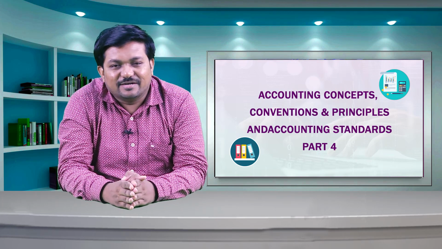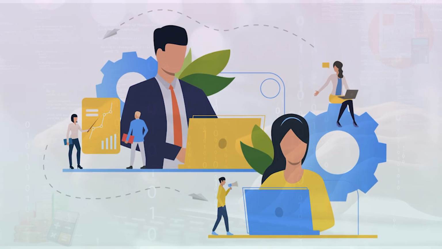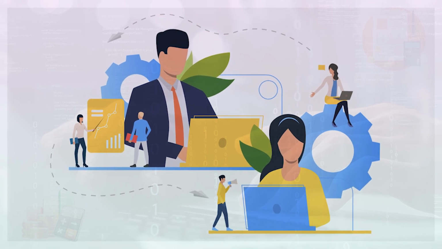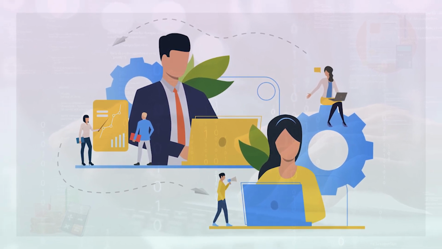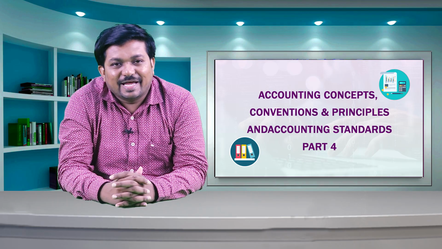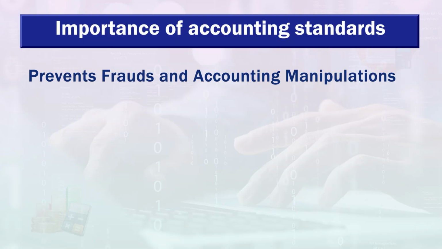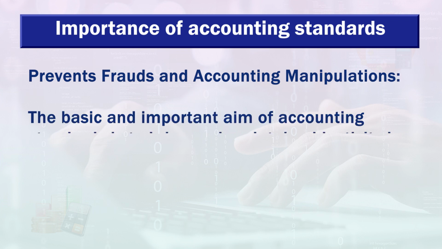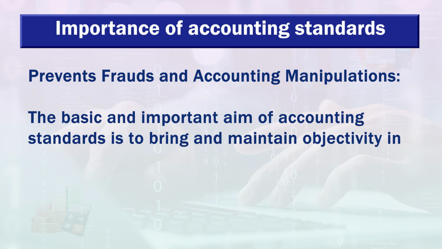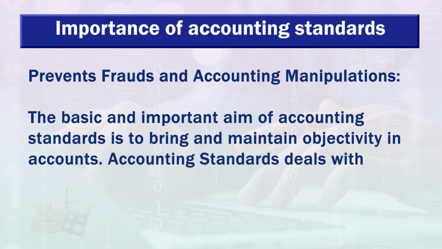The accounting standards establish trust in different stakeholders. They ensure the statements are reliable and trustworthy. Next is preventing frauds and accounting manipulations. The basic and important aim of accounting standards is to bring and maintain objectivity in accounts.